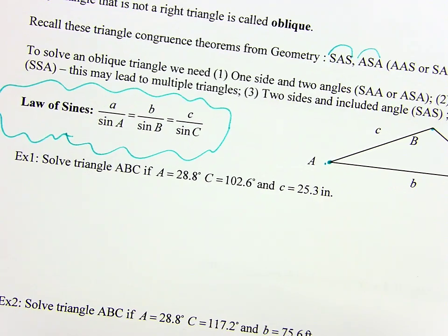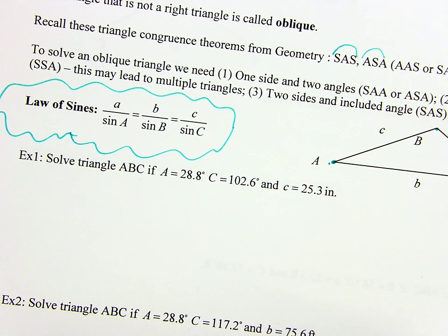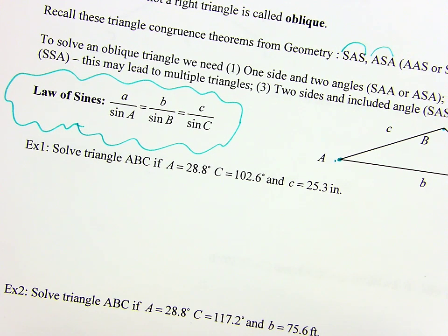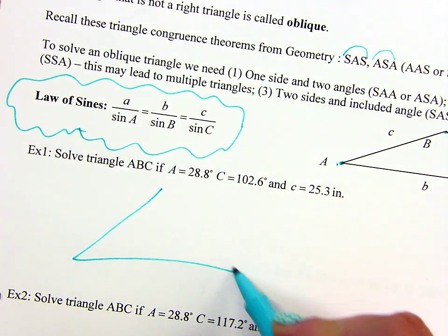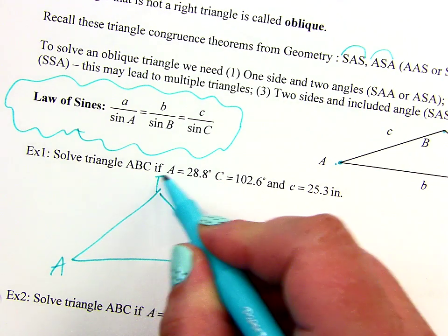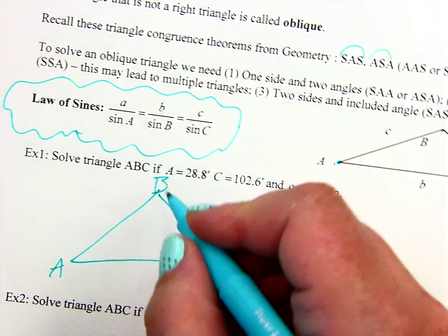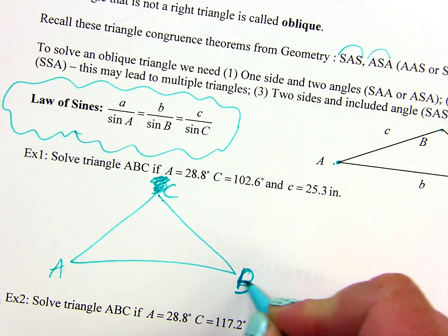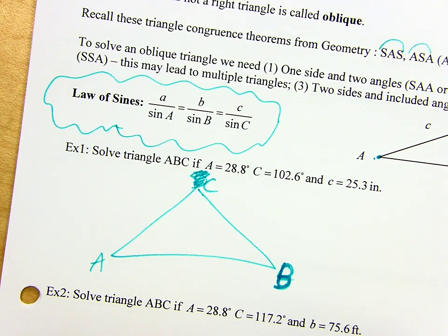So your law of sines is particularly useful to solve for any piece of an oblique triangle that you may need. So let's try example number 1. We need to solve triangle ABC given this criteria. I'm just going to draw myself a triangle ABC. Side c is 25.3 inches. In order to make it a little bit more accurate, I'll relabel my triangle this way.